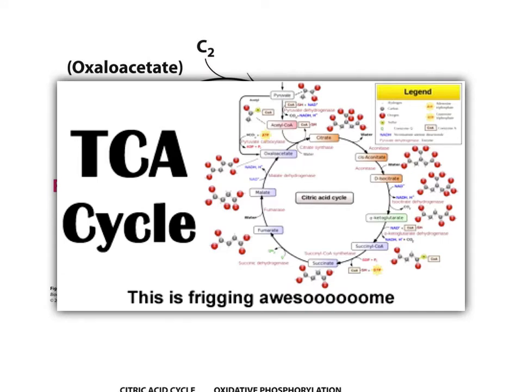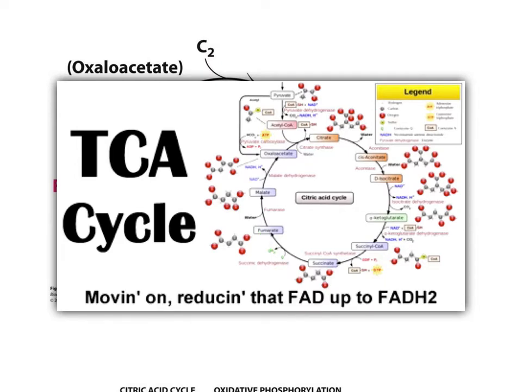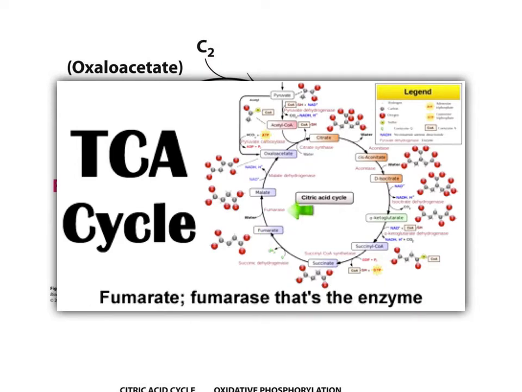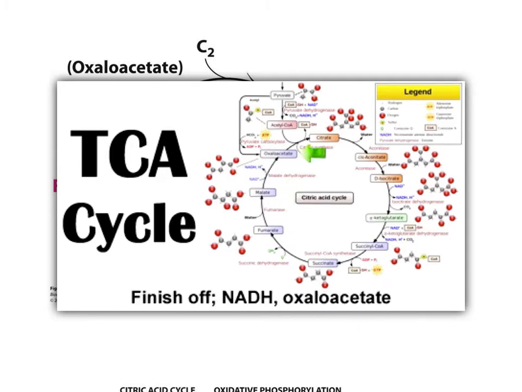What you know about intermediate metabolism? I'm digging, I'm looking for some FAD. Step 6, succinate dehydrogenase, that's the key. Moving on, reducing that FAD to FADH2, fumarate. That's the enzyme that goes to malate. Step 8, malate dehydrogenase. Finish off, NADH, oxaloacetate.